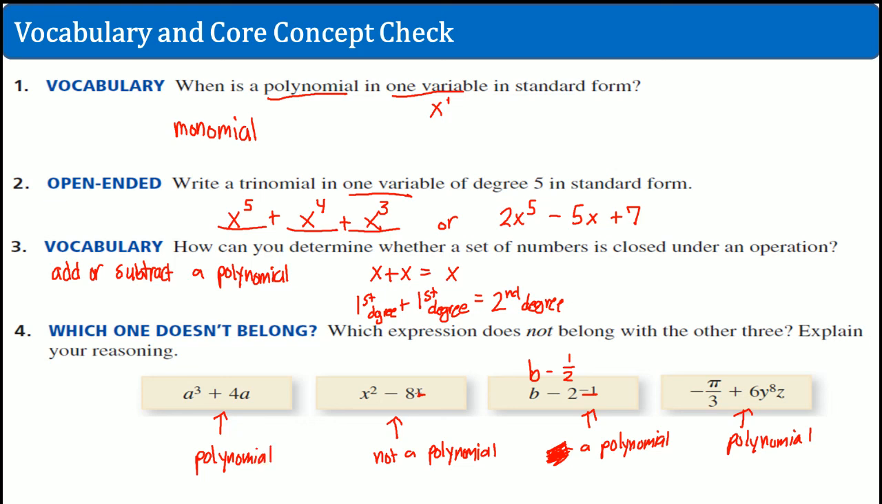Because the -1 sometimes makes it not a polynomial, but there's no variable here. So I could just rewrite it as a -1/2. So yeah, this is still a polynomial. So which one does not belong? We would say the second one. It is the only one that is not a polynomial. Okay, so again, that is your vocab and core concept check.